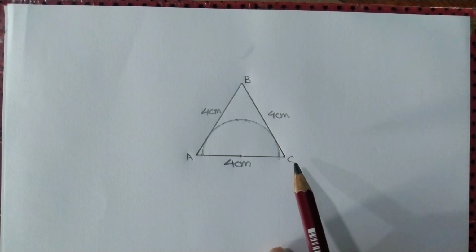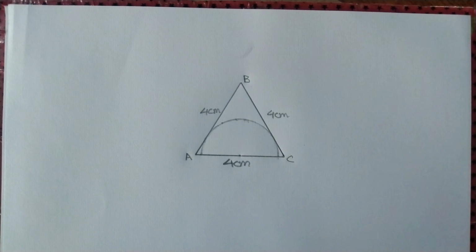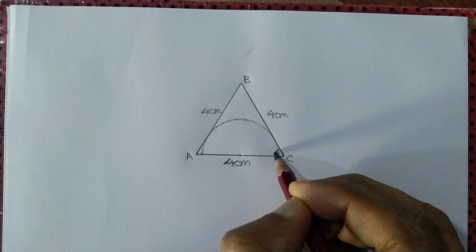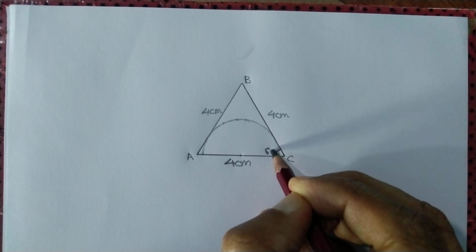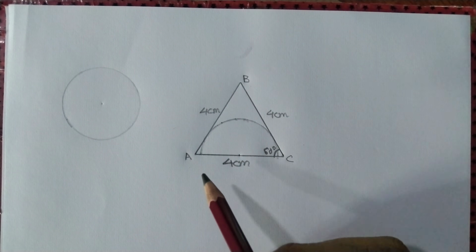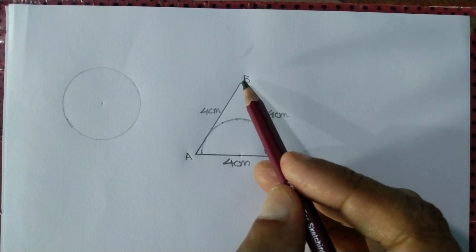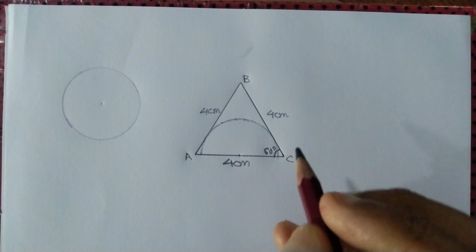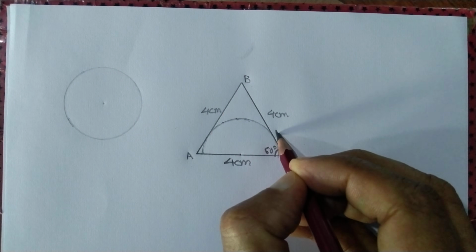Since triangle ABC is an equilateral triangle, all the three sides are equal. Not only that, all the three angles are equal, and thus each angle must be 1/3 of 180 degree. That is, each angle must be equal to 60 degree. Okay, we know angle C measures 60 degree. What else we know? We know that the semicircle just touches BC at the point, let's say, M.